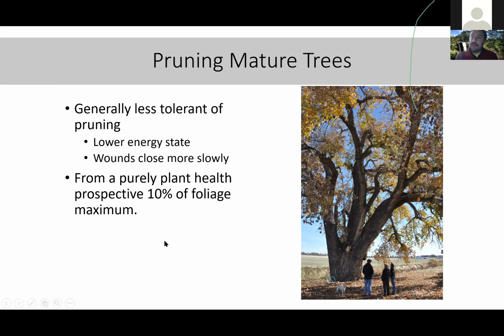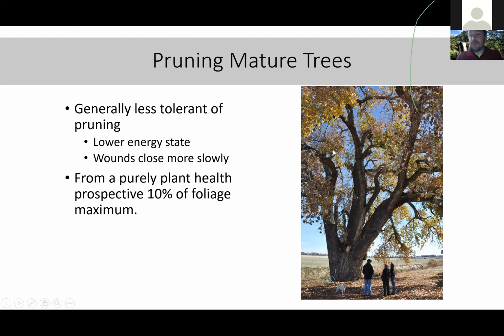That said, a few basic things to know about pruning mature trees. As I've already said, they're way less tolerant of pruning than young trees. They tend to be at a lower energy state. They have to maintain all of this vascular tissue between their leaves and roots, and that takes energy. So they tend to have less stored energy waiting to respond to pruning.